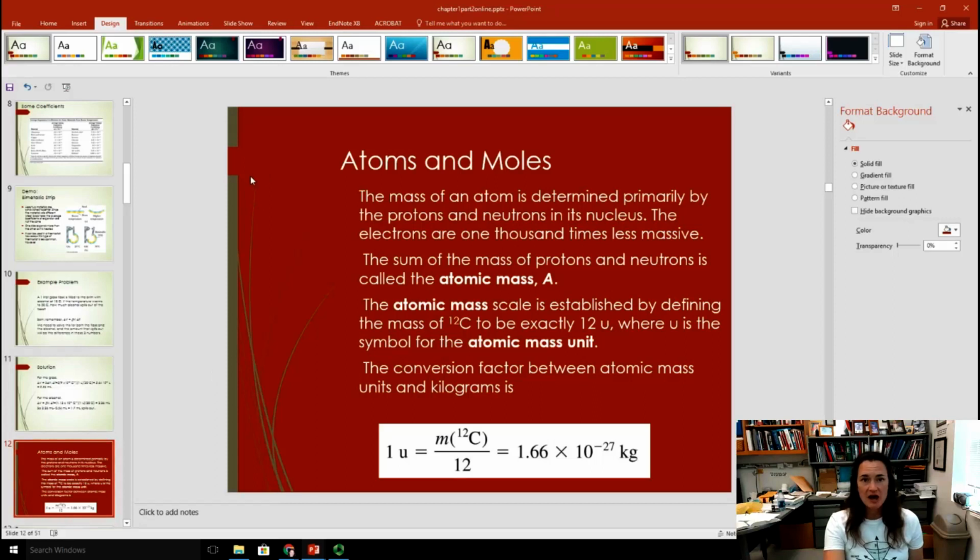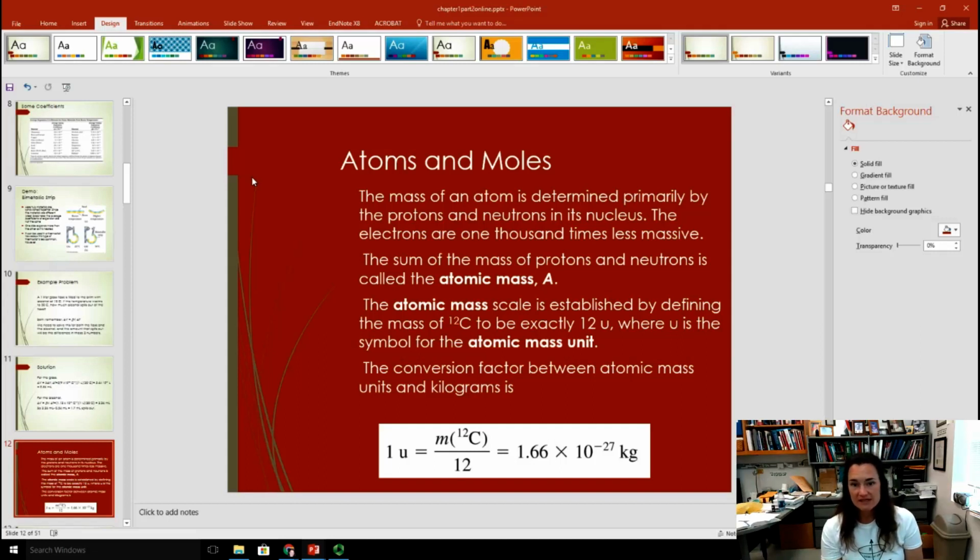Now let's talk about how to convert between the number of atoms, moles, and masses. This is really important when we start talking about the ideal gas law. So first let's talk about the mass of an atom. The mass of an atom is determined primarily by the protons and the neutrons that are in a nucleus. Of course we should count the electrons too, but because they're 1,000 times less massive, they really don't have as much of an impact. The sum of the mass of the protons and neutrons, minus the binding energy, which we'll get into in modern physics, is called the atomic mass, A.